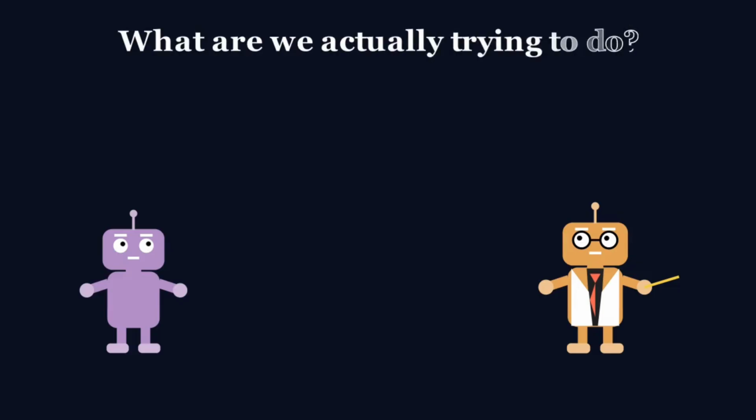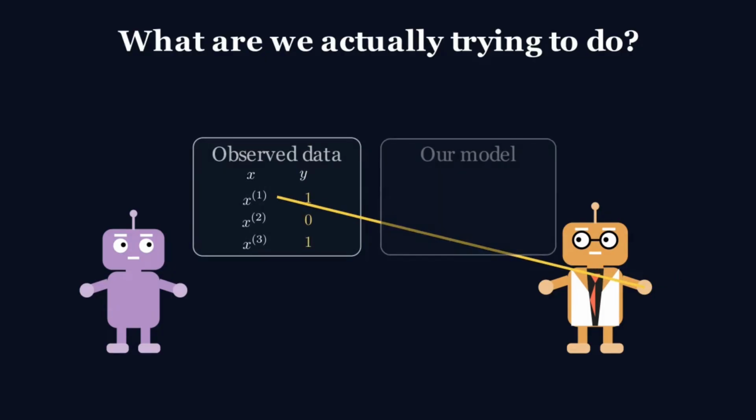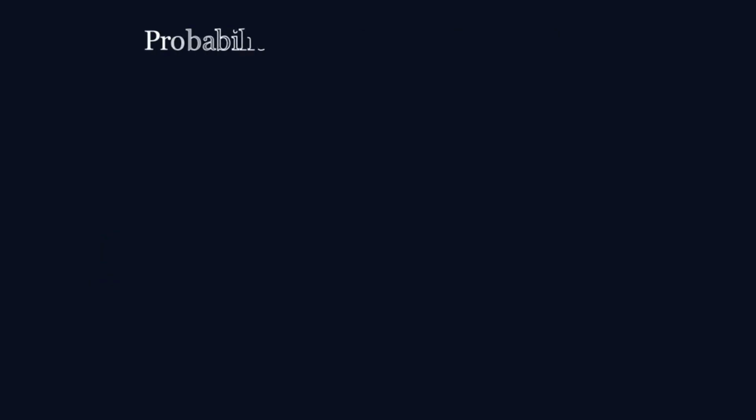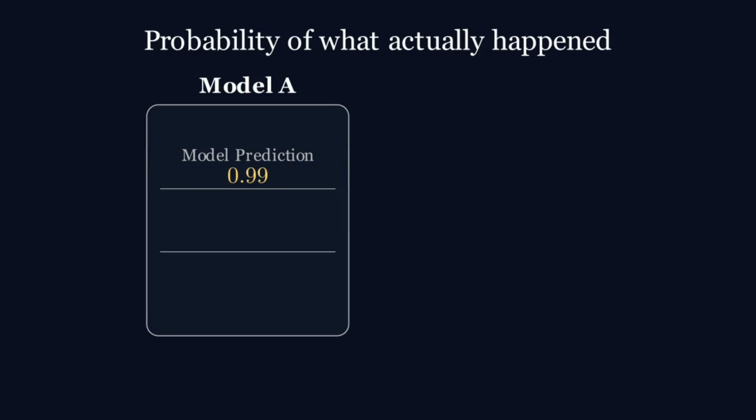So to answer the question of what our loss function should look like, I think it's worth reminding ourselves what we're actually trying to do. The goal is to find the parameters theta that make the data we've observed as likely as possible, according to our model. Here's what I mean. Suppose our model predicts 0.99. In other words, based on everything it has learned, it believes that there's a 99% chance that this cell is malignant. Now, let's say the actual label is 1, the cell really is malignant. So, according to our model, the probability of observing what actually happened is 0.99.